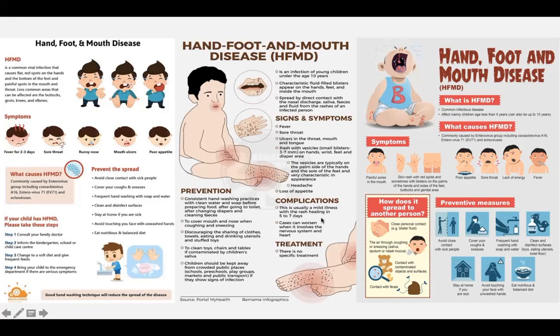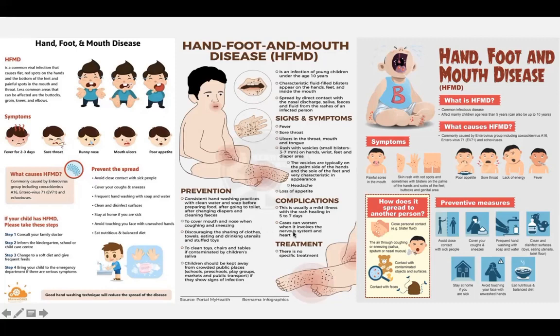Palms and soles are not spared in hand, foot, mouth disease of Coxsackie virus, which is typically type A16, but sometimes 5 and 10, because 5 and 10: we have 5 fingers in one hand and 10 fingers in two hands. So that's how you remember. Complications: this is usually a mild illness with the rash healing in 5 to 10 days, 5 to 7 days. Okay, it completely disappears.